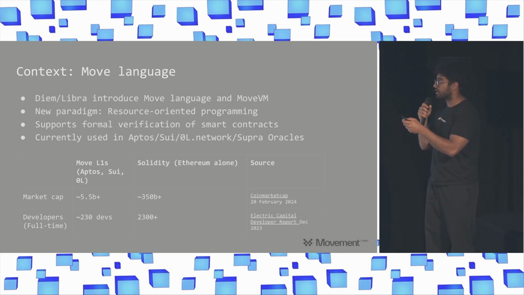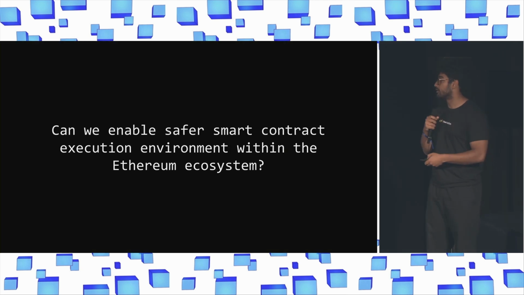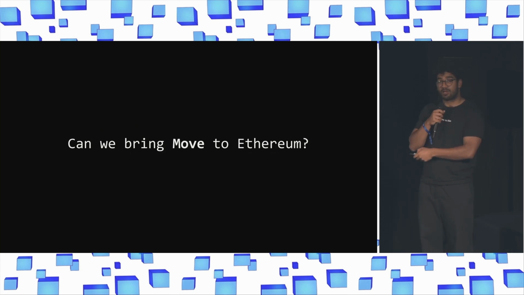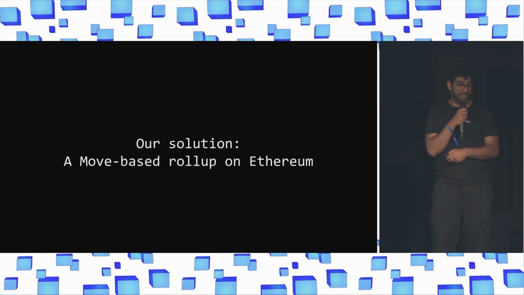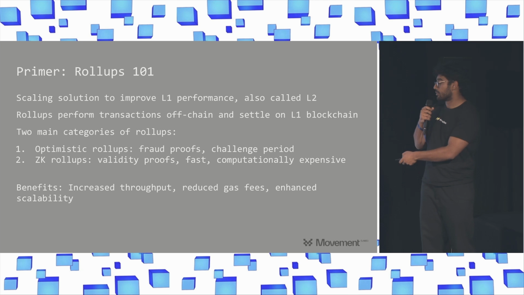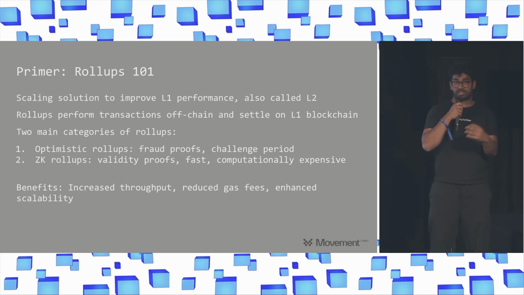So what Move does is bring security and speed in one VM, and our mission is to bring it to Ethereum. Can we enable safer smart contracts within Ethereum? Can we bring Move to Ethereum? I think so. And our solution is a Move-based rollup on Ethereum. I won't get too into rollups because I think we've nagged on that a lot.